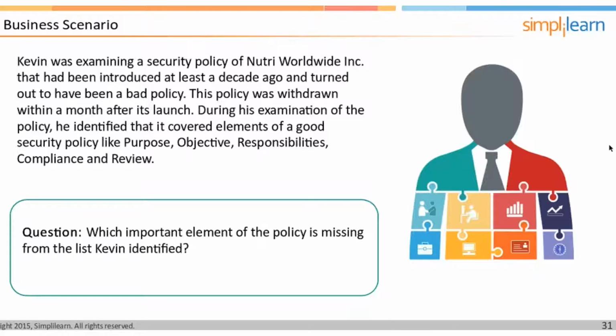All right. So what is the answer? Enforcement is something which is missing. That is compliance, so it's there. Purpose, responsibility. I think the scope is missing. Scope is missing. Absolutely correct. Okay, good, Dheeraj. Thank you.